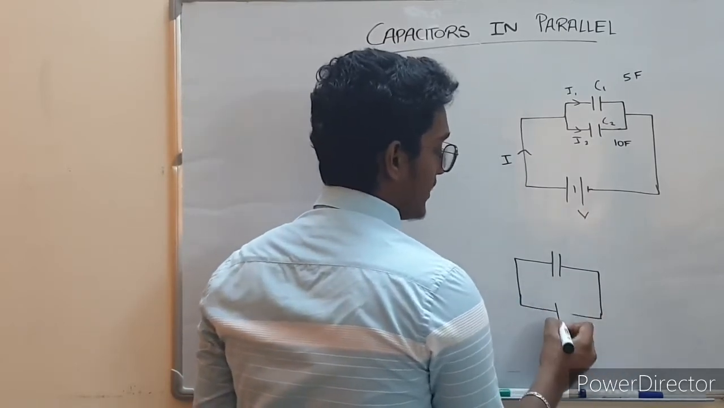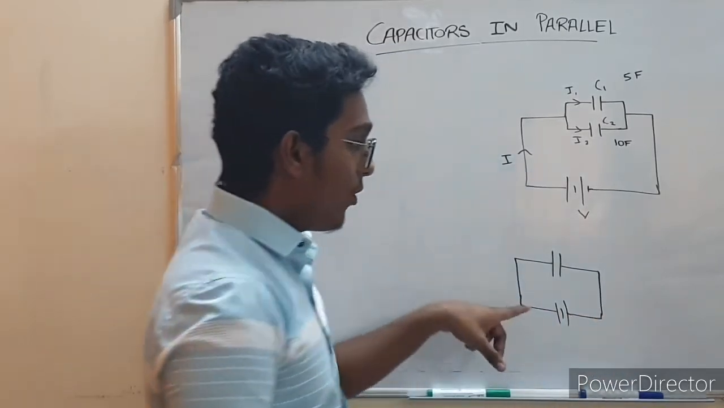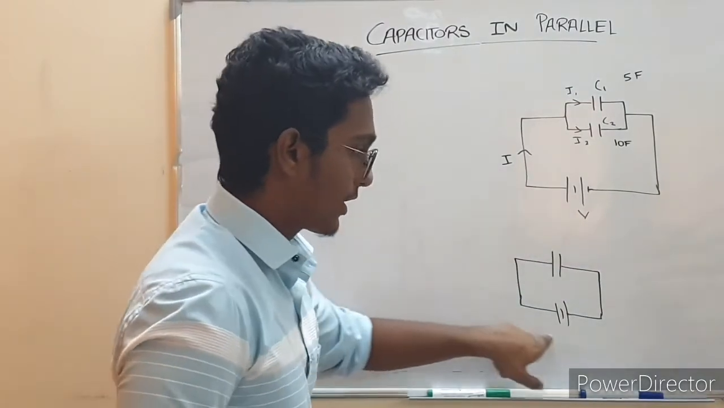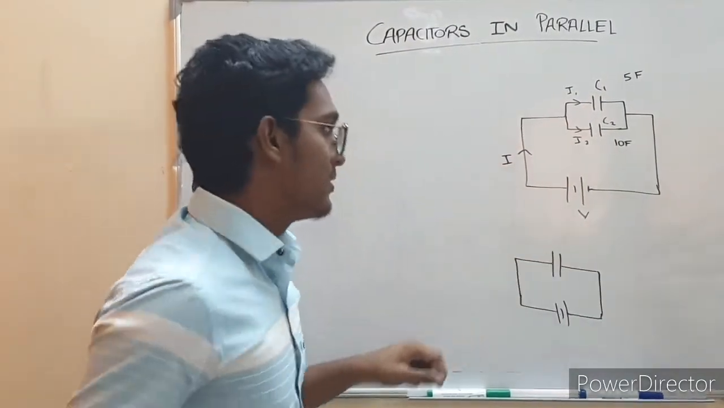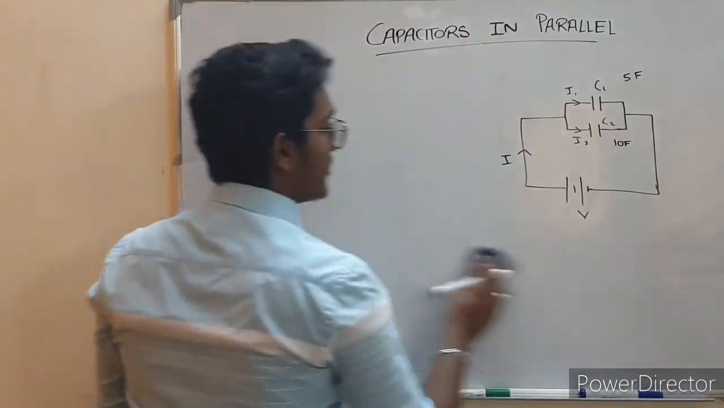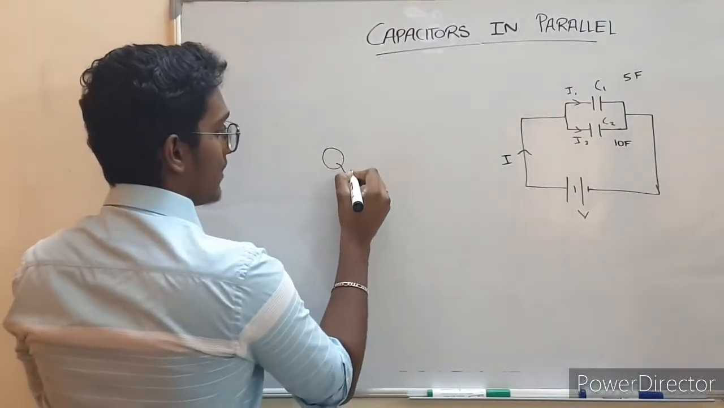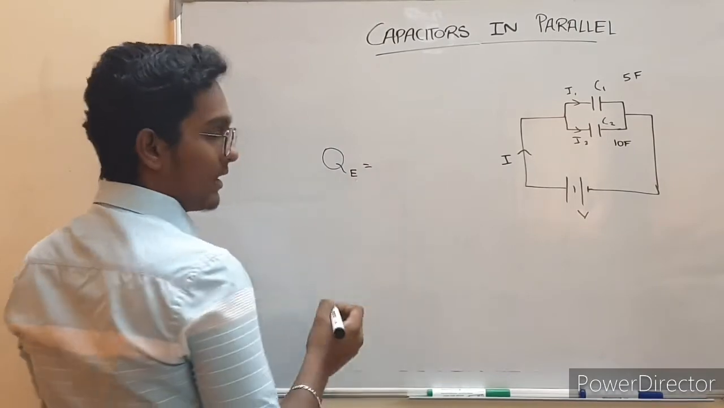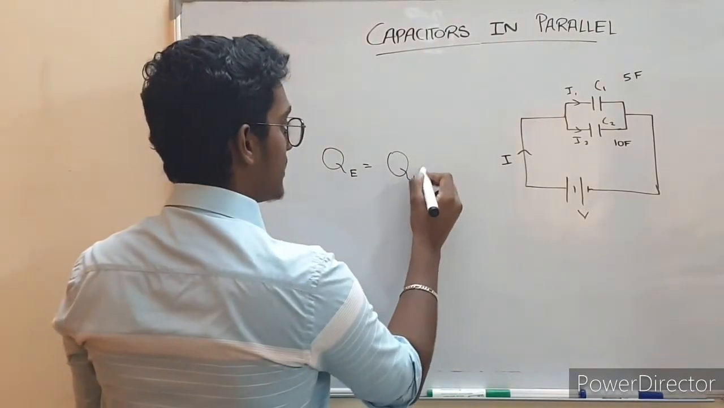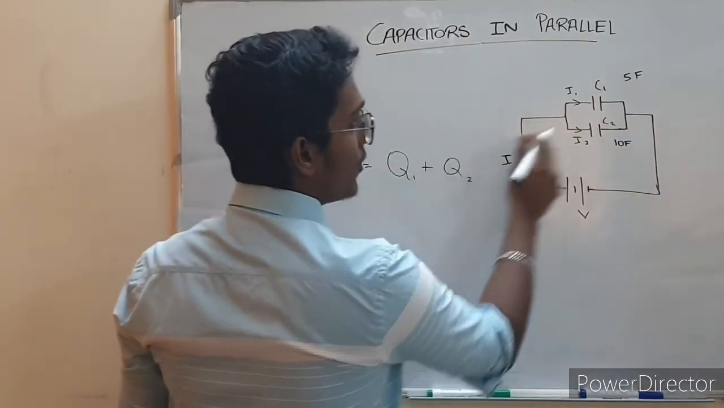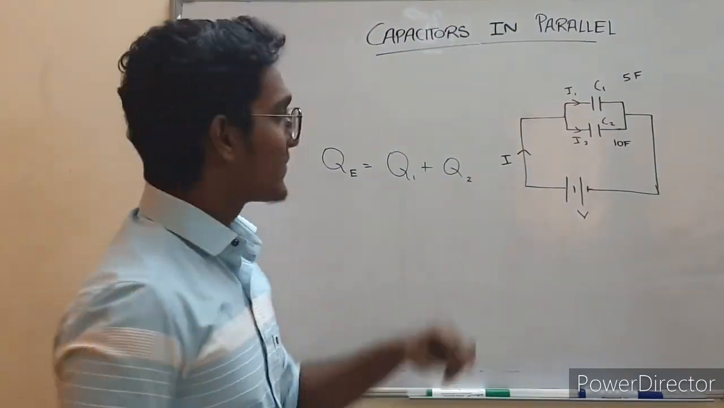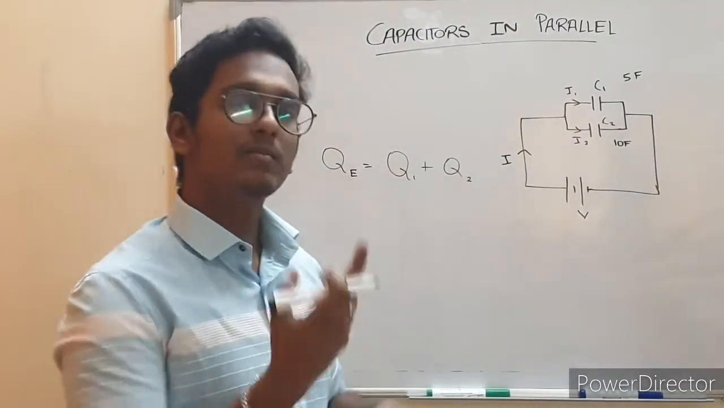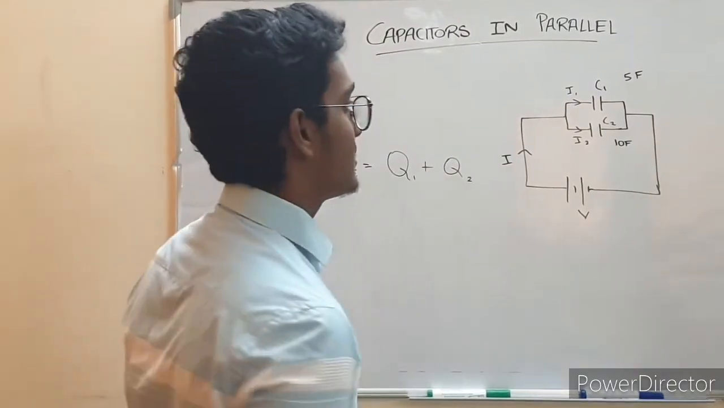And the reason I'm showing this is because now the charge in this circuit equals the charge in this circuit. That means the charge of the effective capacitor equals the sum of the individual charges stored in each of these capacitors. So that is the relationship we require. Q, the total charge, equals the sum of individual charges in both the capacitors.